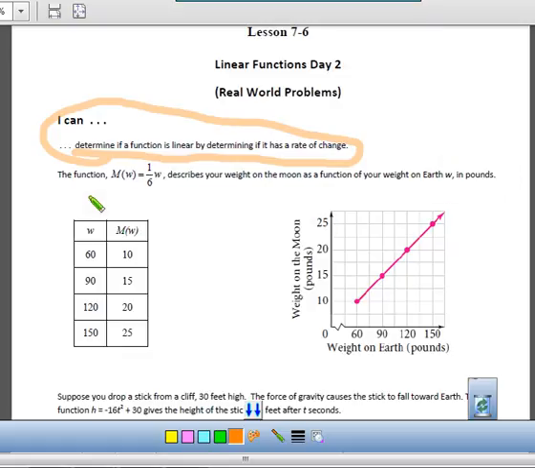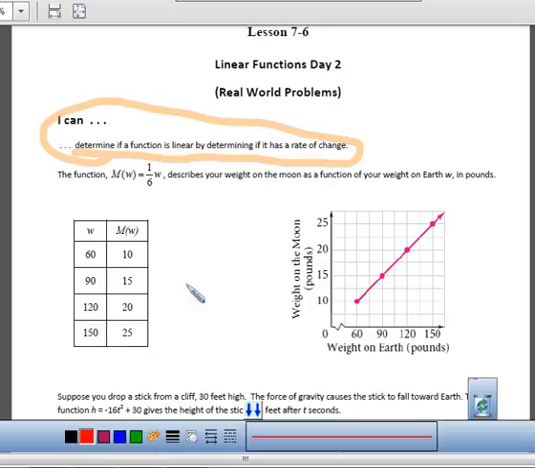Okay, so our first example, the function m of w equals 1 over 6w, which describes your weight on the moon as a function of your weight on Earth, w, in pounds. We know that this is a function because, if we look at the table, every input value has exactly one output value. Also, remember that the input is the x values and the output is the y values.